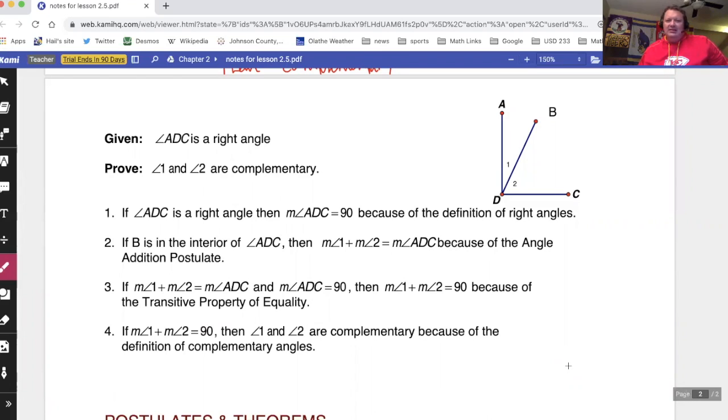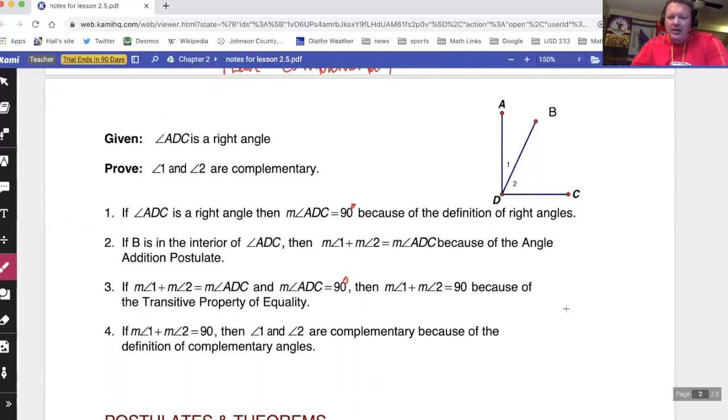If angle ADC is a right angle, then the measure of angle ADC is 90 degrees. Don't lose that degree symbol, kids. All right, because of the definition of right angles. If B is in the interior of angle ADC, then angles 1 and 2 sum to be the measure of angle ADC because of angle addition. I didn't use the word angle addition, but we did that same setup. And again, we know that the measure of angle 1 plus the measure of angle 2 is equal to the measure of angle ADC, and the measure of angle ADC is 90 degrees.